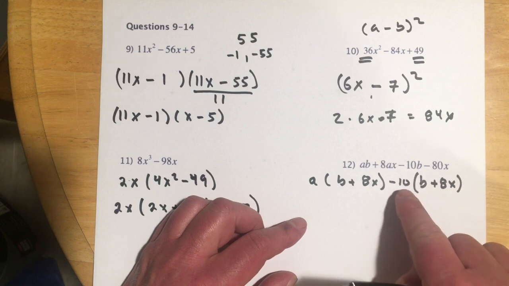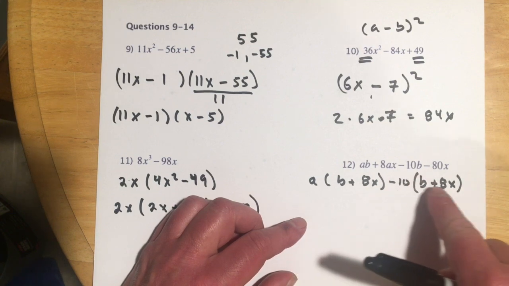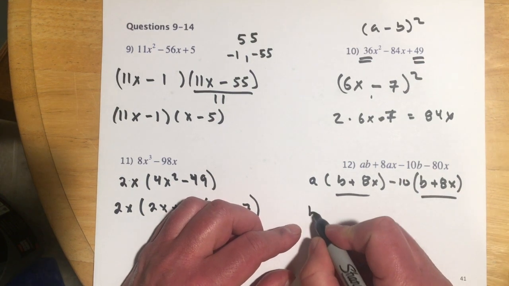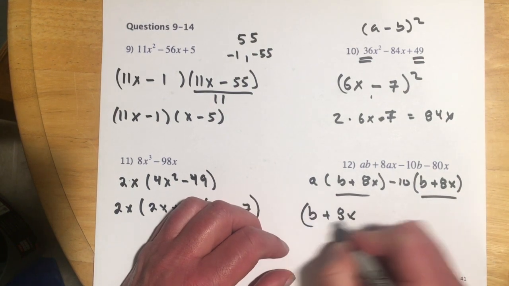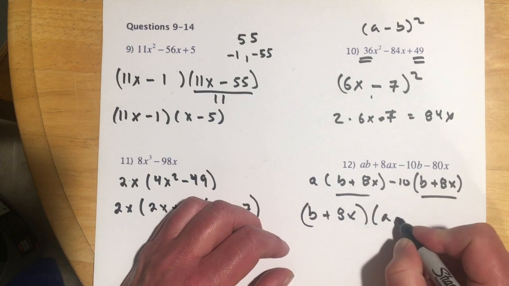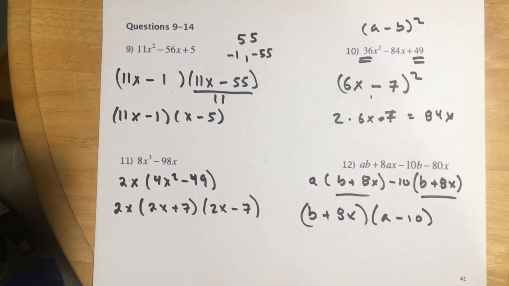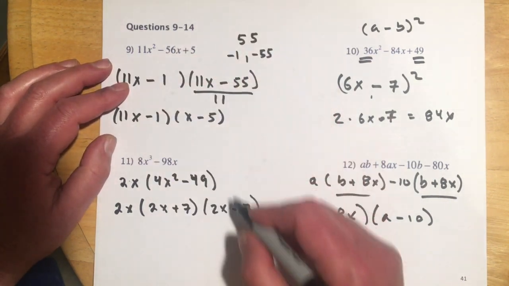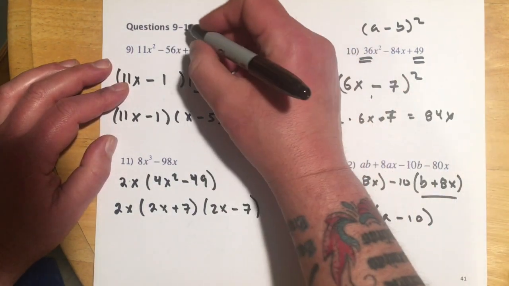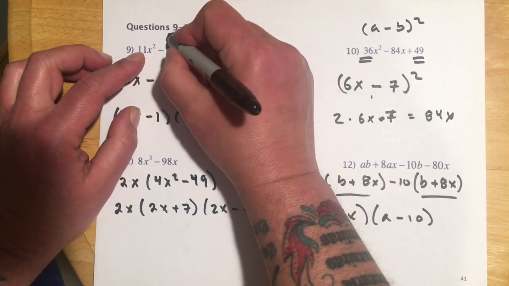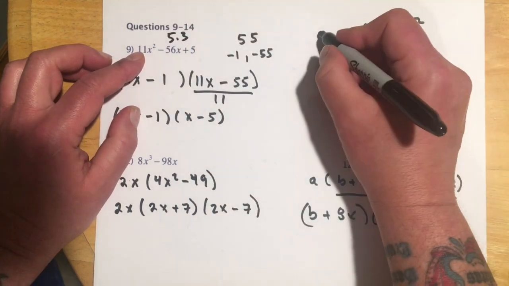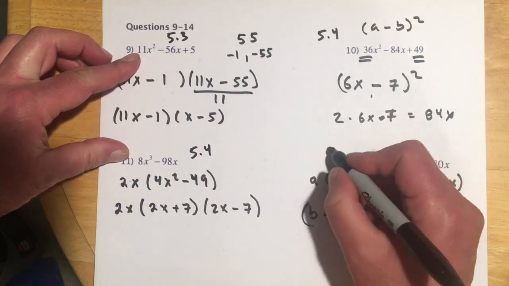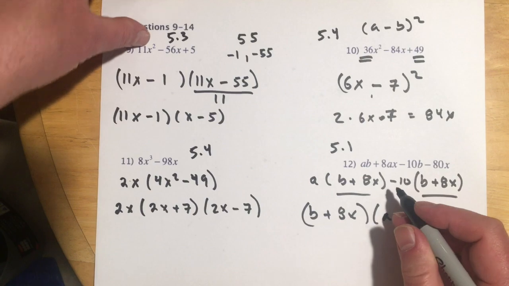You can check yourself by distributing. So negative 10 times b, negative 10 times negative 8 makes that negative 80. And then that's our GCF, so it comes out front, though you could totally write it the other direction, it'd be fine. And a minus 10 left behind. And then just one more time with the sections in case someone was watching that and wanted to know where to look back to. This was 5.3, this is 5.4, this is 5.4, and this one was 5.1, all in Math 94.